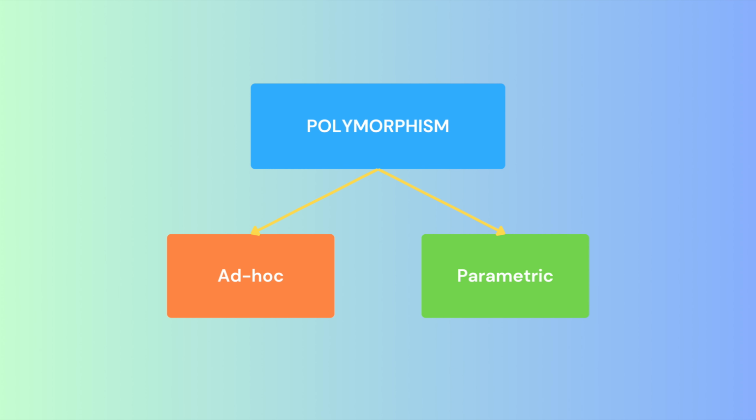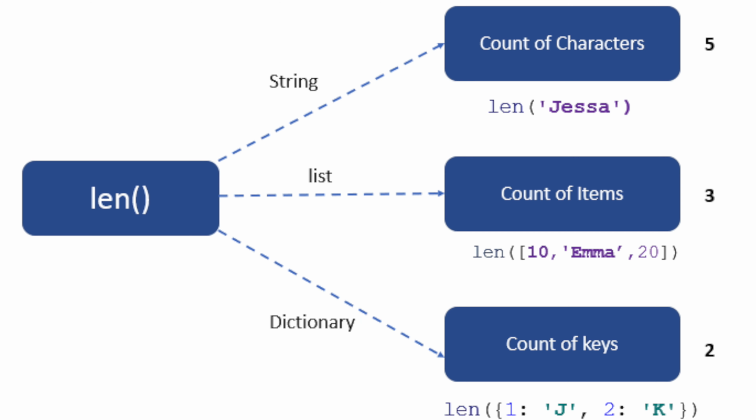In conclusion, polymorphism is a crucial concept in object-oriented programming that allows for the creation of flexible, reusable, and adaptable code. It enables a single interface or function to be applied to different data types or objects. Polymorphism allows us to write more generic and reusable code that can work with different types without duplicating the implementation. And that's all for today.